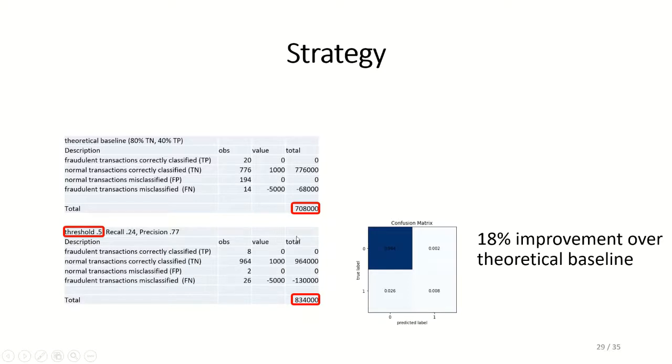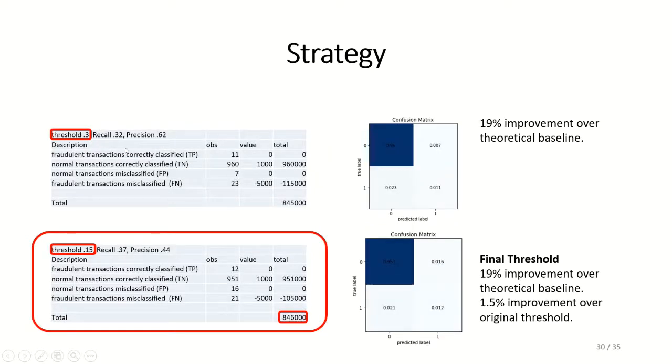Here I'm just comparing how much improvement I get in that value from 1,000 observations. I have those numbers of true negatives, normal transactions correctly classified, normal transactions misclassified, and so on. Comparing the baseline with the machine learning model that I chose with a threshold of 50%, I get an 18% improvement over the theoretical baseline. This is just the confusion matrix.